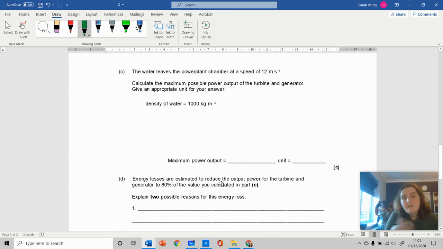Okay, the water leaves the power chamber at a speed of 12 metres per second. So what's happened? Water's gone in, energy is being transferred to the turbine, and then the water leaves again.